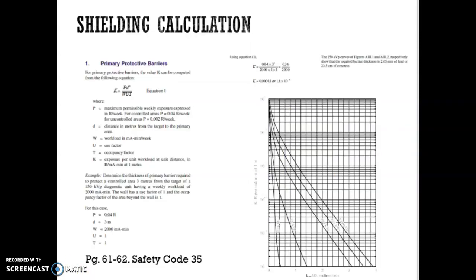So here you see the equation that is used for the calculation of primary protective barriers. For the application of protective barriers, the question should always be asked: will the intervening shield between the X-ray tube and the occupied area act as a primary or as a secondary barrier? Will the barrier be required to attenuate direct X-rays or only stray radiation? So for each door, wall, and other barrier in an X-ray room that provides protection against radiation, the workload, the use factor, and the occupancy factor must be determined, as these will be used in the shielding equation, as you can see in this image.